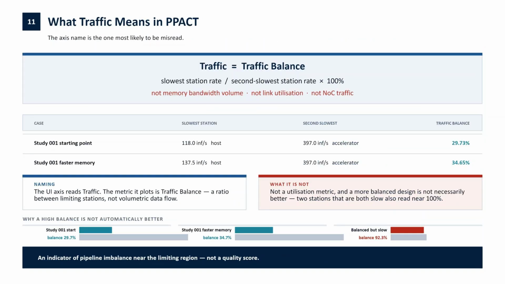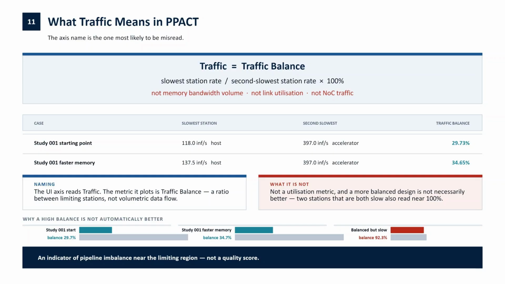This page clarifies what the term traffic means in PPACT. Traffic does not simply mean the amount of memory bandwidth. It also does not directly represent link utilization or network traffic volume. In the current PPACT model, the traffic axis uses a metric called traffic balance. Traffic balance is calculated from the processing rate relationship between the slowest station and the second slowest station. At the starting point of study 001, the host station rate is approximately 118.0 jobs per second, while the accelerator rate is approximately 397.0 jobs per second. The resulting traffic balance is 29.73%.